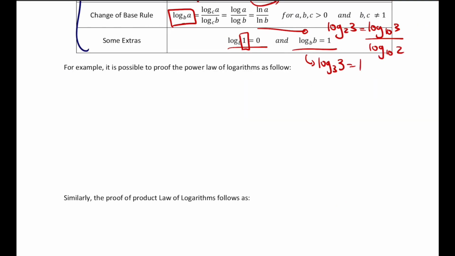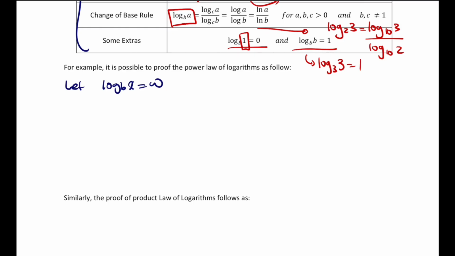Okay, then let's try to prove the power law of the logarithm, because the power law is the one that we're going to use the most. So let's try it. I'm just setting up a random example, right? So let log base b of x be equal to w.